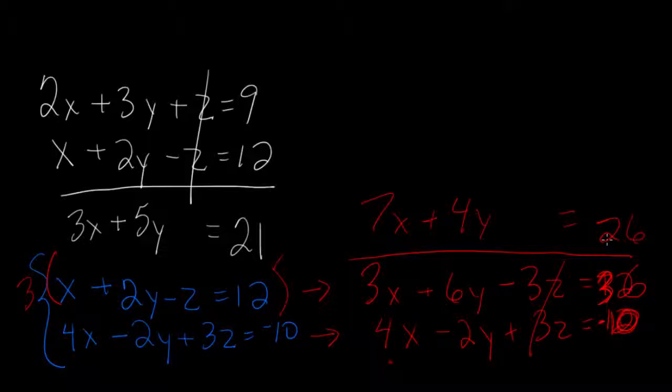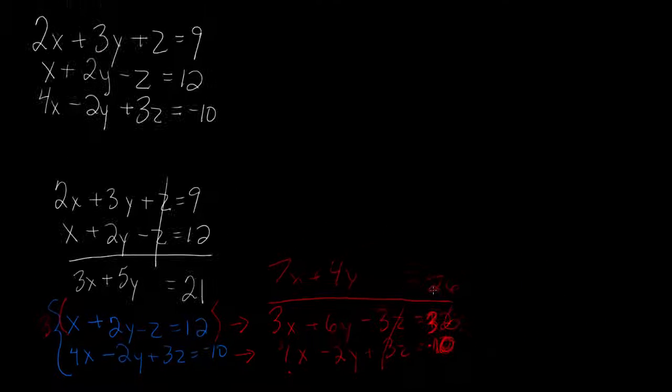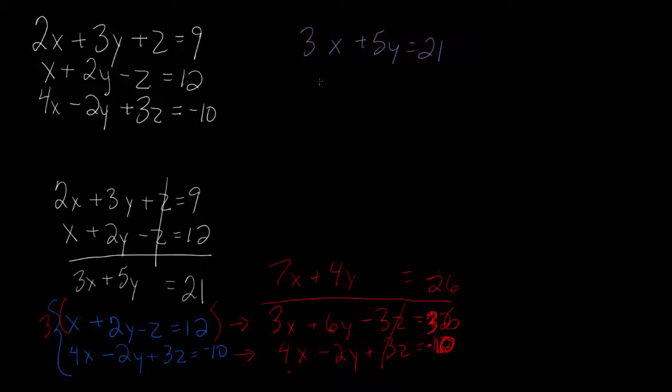Now we're going to proceed as with the systems that we solved in previous lessons. So I'm going to rewrite the system of equations. Now I have 3x plus 5y equals 21 and I have 7x plus 4y equals 26. So I'm going to solve this like normal, all right? Got a system of equations here. We've got to solve it like normal.